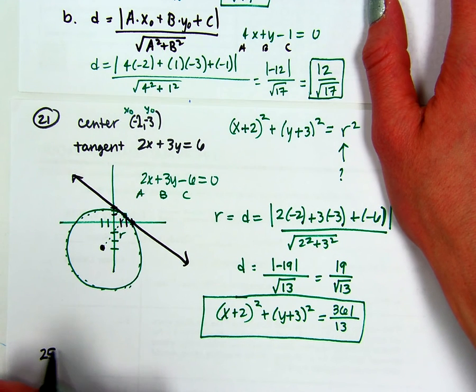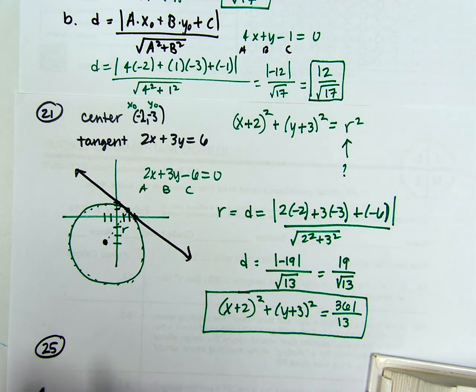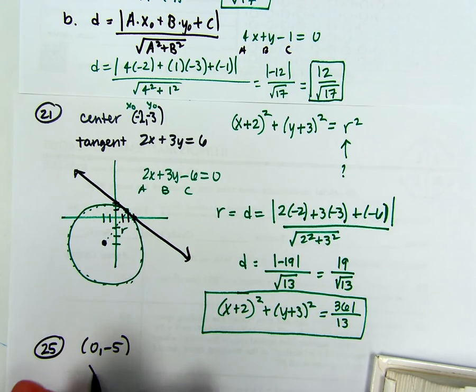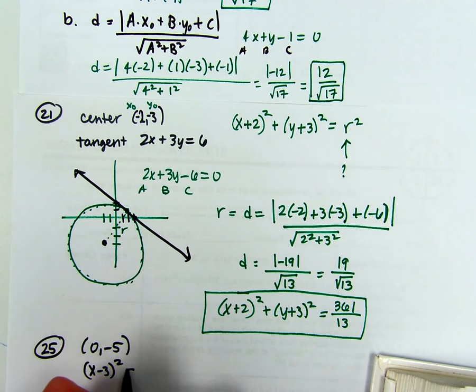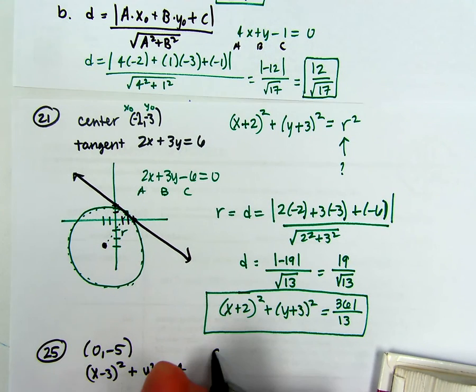So number 25 and 26. All right, number 25 says, from the point 0, negative 5, tangent lines are drawn to the circle x minus 3 squared plus y squared equals 4. Find the slope of each tangent.